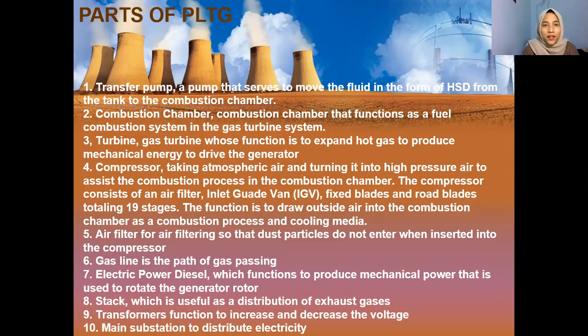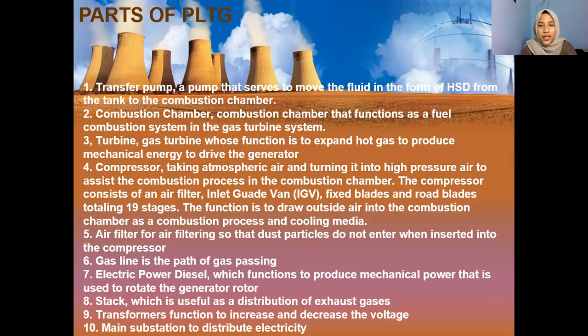And then the parts of PLTG. Number 1, transfer pump. A pump that serves to move the fluid in the form of HSD from the tank to the combustion chamber. Number 2, combustion chamber. The combustion chamber functions as the fuel combustion system in the gas turbine system. Number 3, turbine. The gas turbine's function is to expand hot gas to produce mechanical energy to drive the generator. Number 4, compressor. It takes atmospheric air and turns it into high pressure air to assist the combustion process in the combustion chamber.